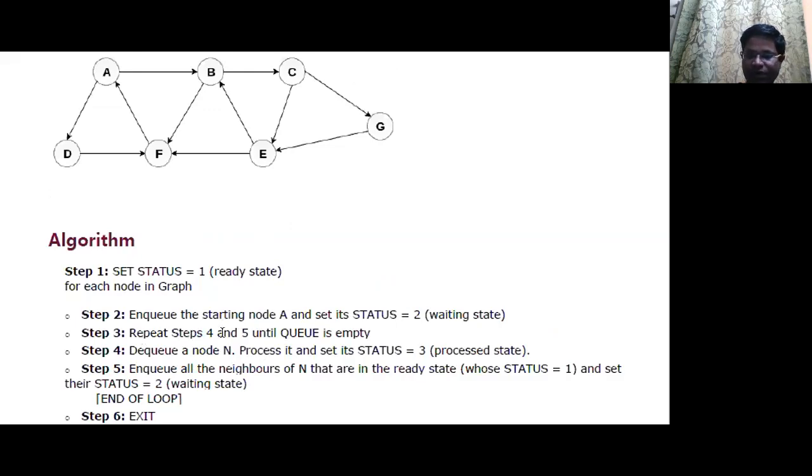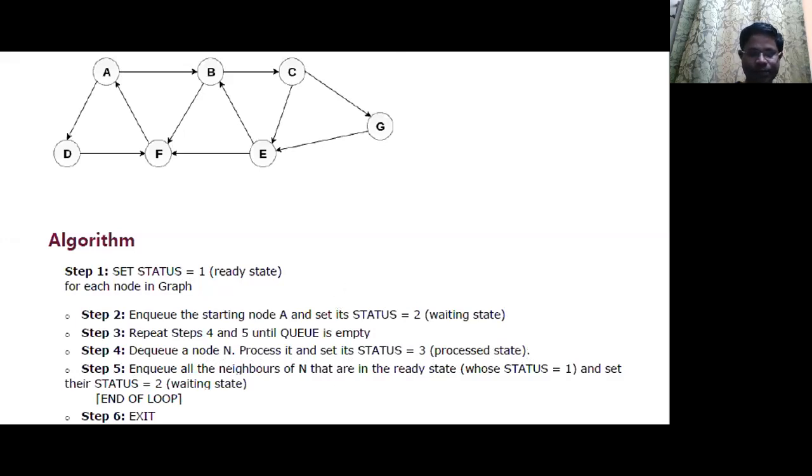Now repeat steps 4 and 5 until the queue is empty. In this algorithm, we have taken 2 queues. The first queue is called Q1 and the second queue is called Q2. Later in the example, I am explaining that. Next, dequeue a node N from the given graph, process it and set its status equal to 3. 3 means the process state. I have taken the numbers 1, 2 and 3: 1 for the ready state, 2 for the waiting state and 3 for the process state.